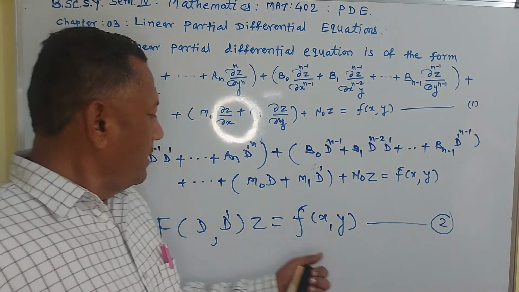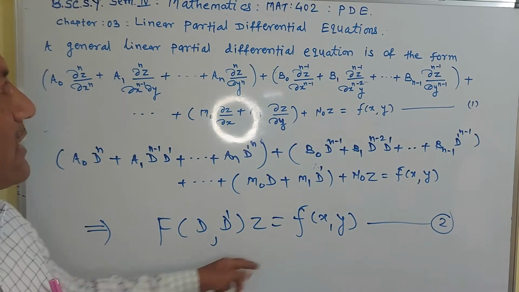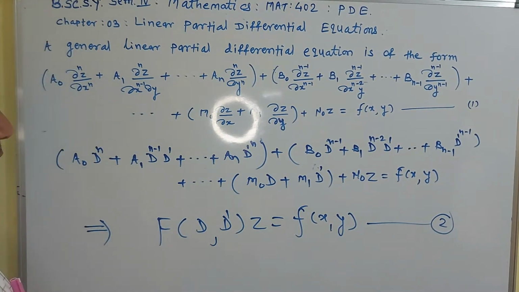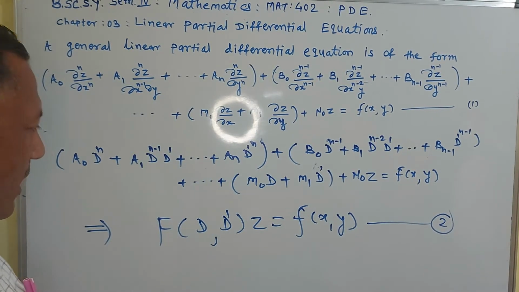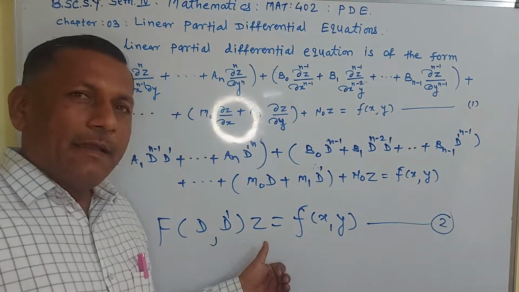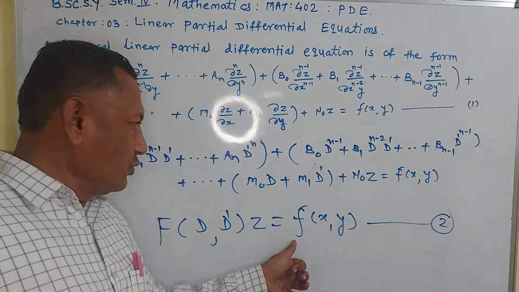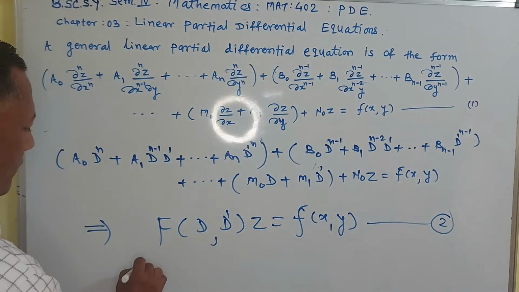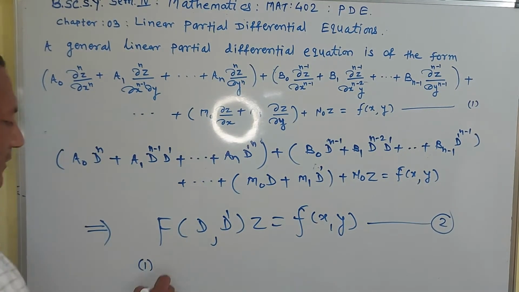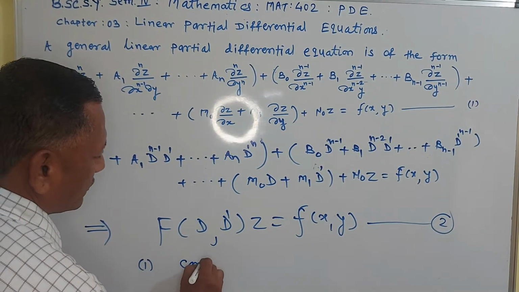Now, so this is a linear partial differential equation. Now how we find its general solution? Now this equation 2, the general solution of equation 2 has two parts. So one part is complementary function or complementary solution.